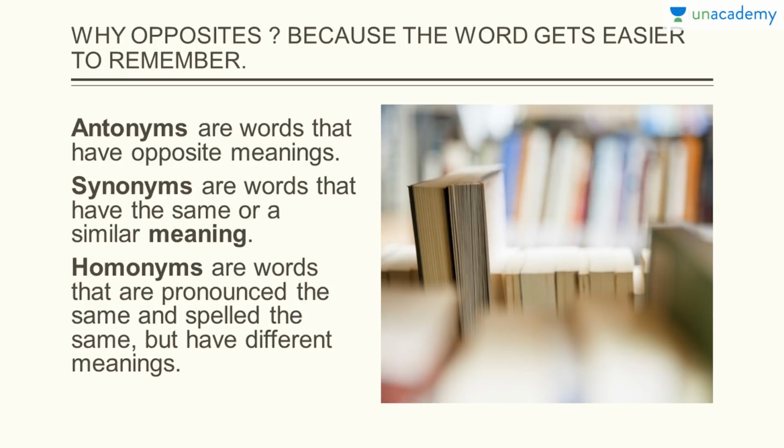Why do we need to learn in opposites? Because the word gets easier to remember. So we have 3 categories for each word. One is antonyms, words that have opposite meanings. Second, synonyms, which are words that have the same or similar meaning. Homonyms are words that are pronounced the same and spelled the same but have different meanings.